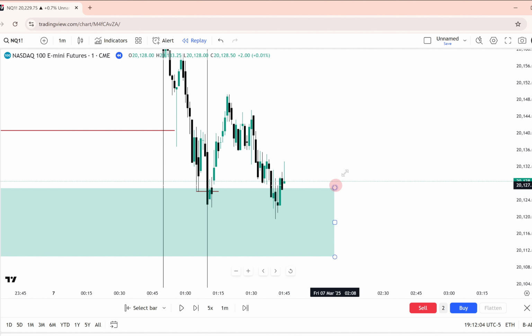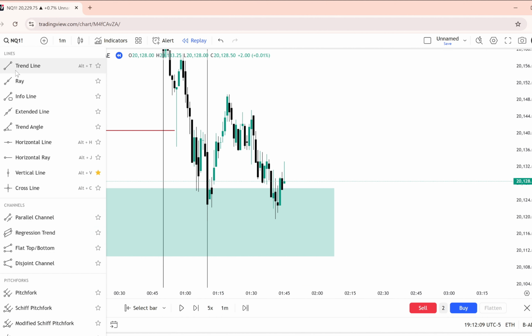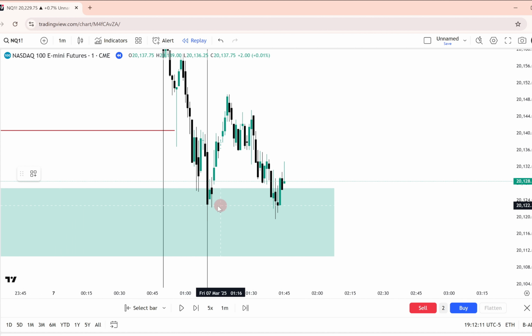You might say, well, what's the second trade you took, and why did you take the second trade? Well, at this point, keep in mind, there's a macro that's approaching very soon. And now we've come down, we've swept this low.